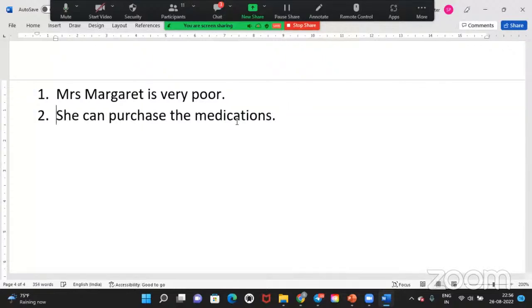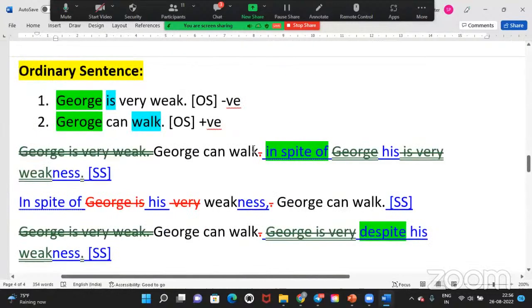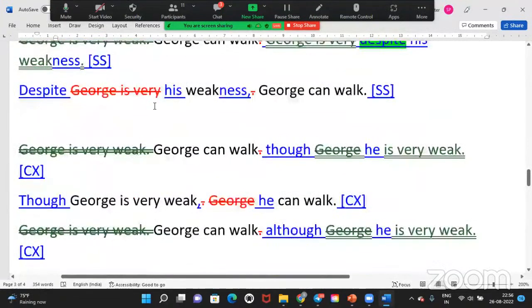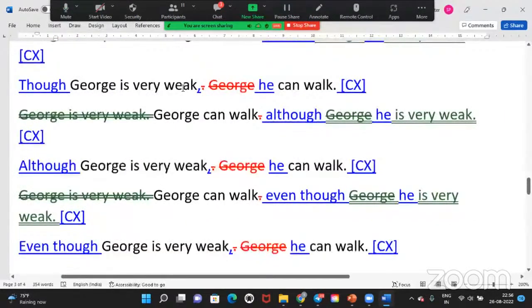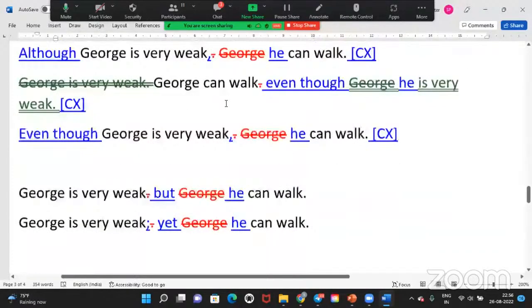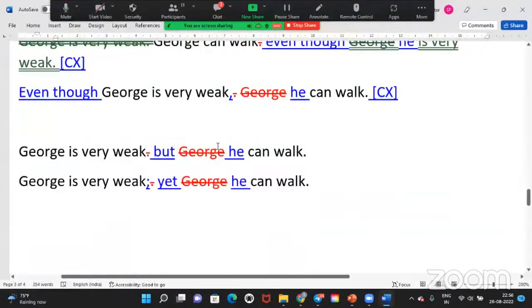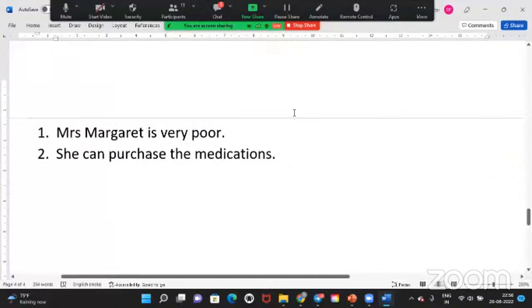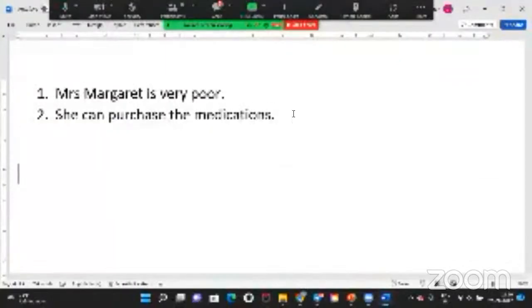Now you have to join into how many sentences? Let us see. Number 1, in spite of. Number 2, in spite of. Number 3, despite. Number 4, despite. 5, 6, though. 7, 8, although. 9, 10, even though. 11, but. 12, yet. So, right, now let us see. You have to join these two sentences, 1 and 2, with what? In spite of.